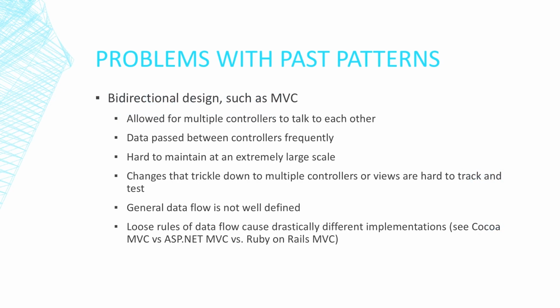So that's Flux. But why use it, or why is it special? How is it better than doing something with MVC and MVVM or any bidirectional data flow? Some of the problems with those patterns is that there's no restrictions on where the data goes. So it allows for multiple controllers to talk to each other and pass data back and forth. The data is passed frequently so that when you get into a robust solution, that can be hard to manage sometimes. It's hard to track where data is going. It's hard to track what views are sending said data to said controllers and what's coming back down.